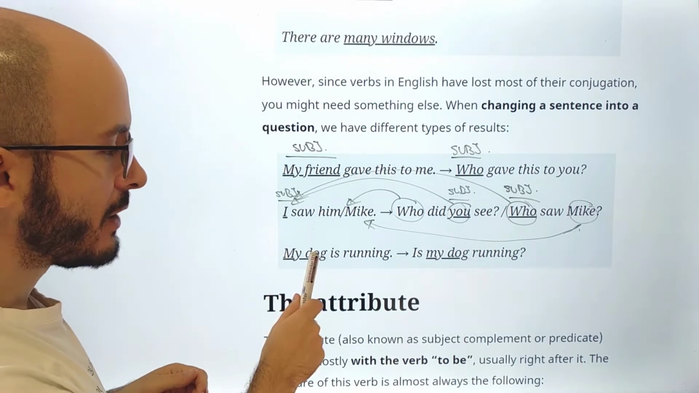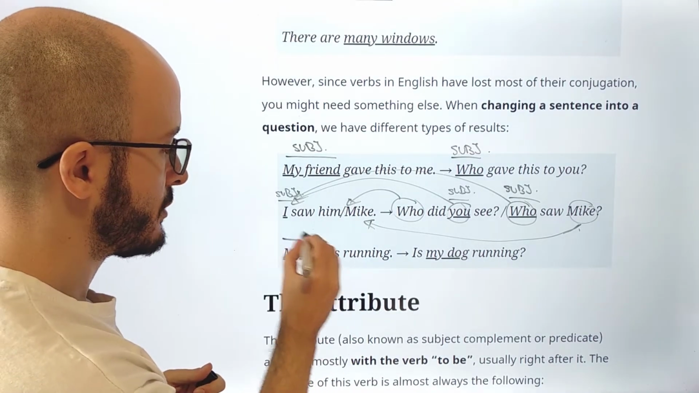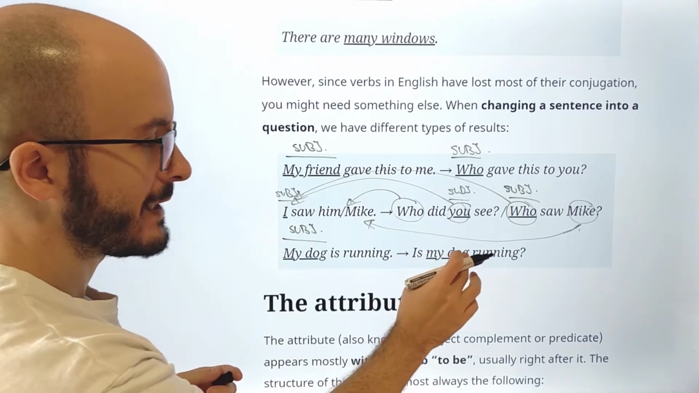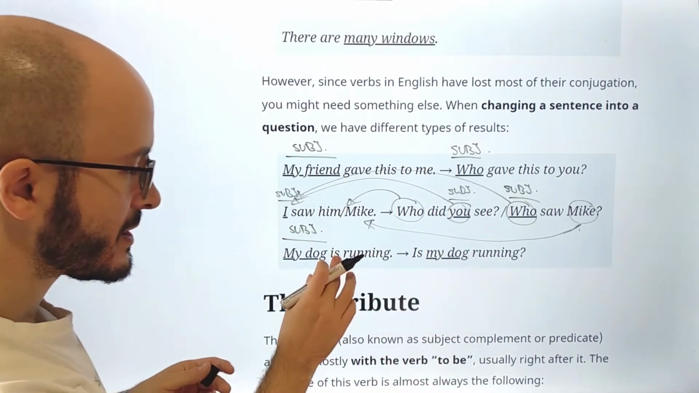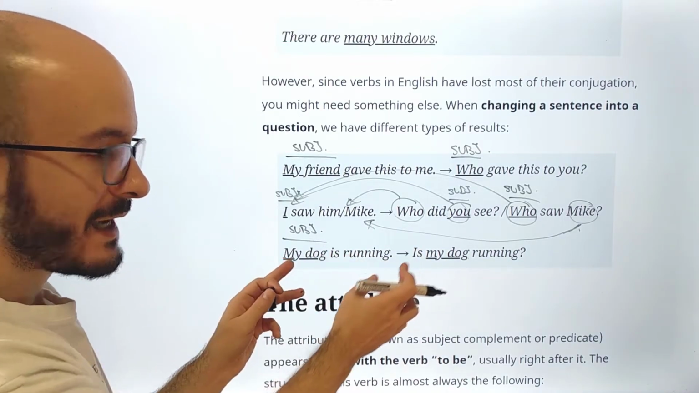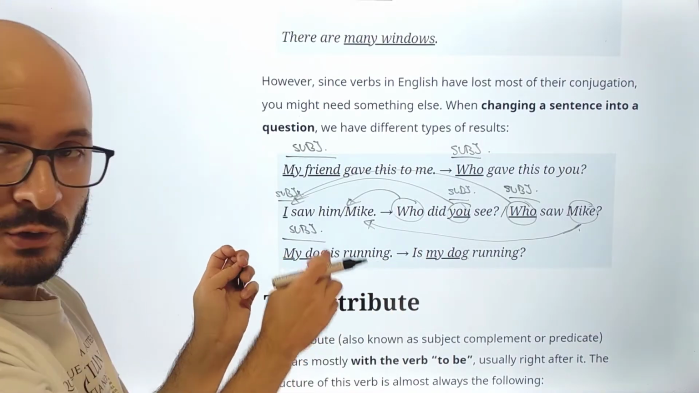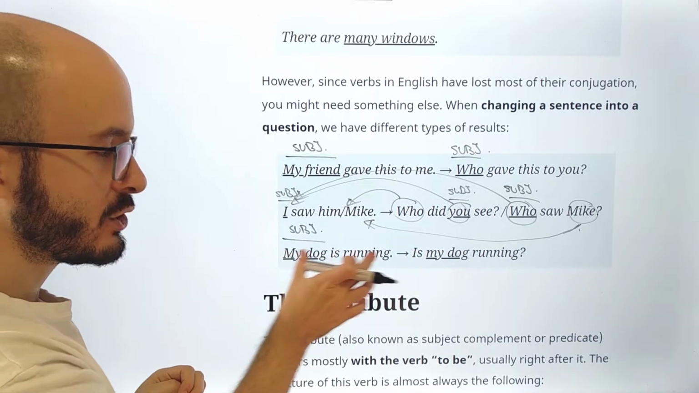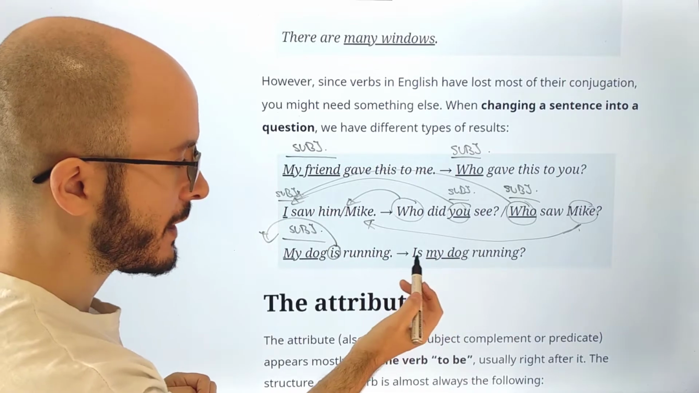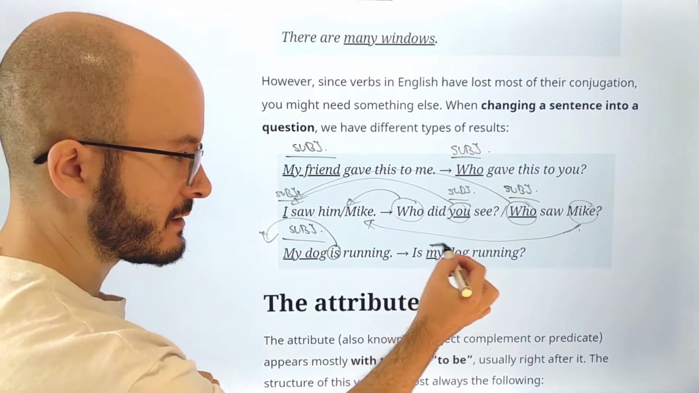Or my dog is running. So my dog, of course, is the subject. And now, is my dog running? Now, when we already have an auxiliary in the positive sentence, the auxiliary goes here. So that's why is my dog running? This is still the subject.